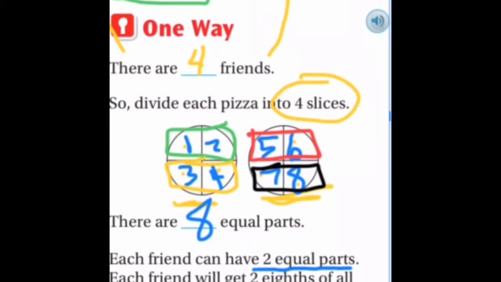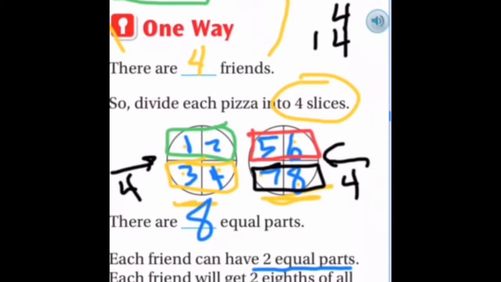Each friend will get 2/8 of all the pizza. Okay? And the reason we're saying it's in eighths, if you notice, each pizza itself is only divided into 4 equal parts, right? But we do have 2 pizzas. Each one is divided into 4 parts, so 4 parts plus 4 more parts gives us a total of 8 parts. That's why it's in eighths down here at the bottom. Okay.